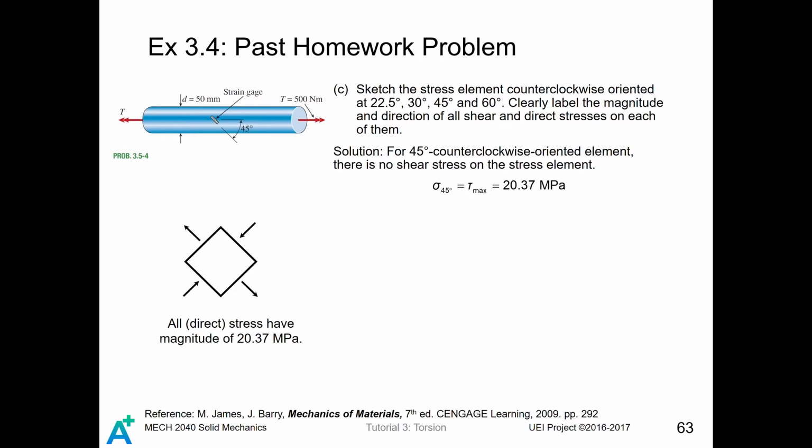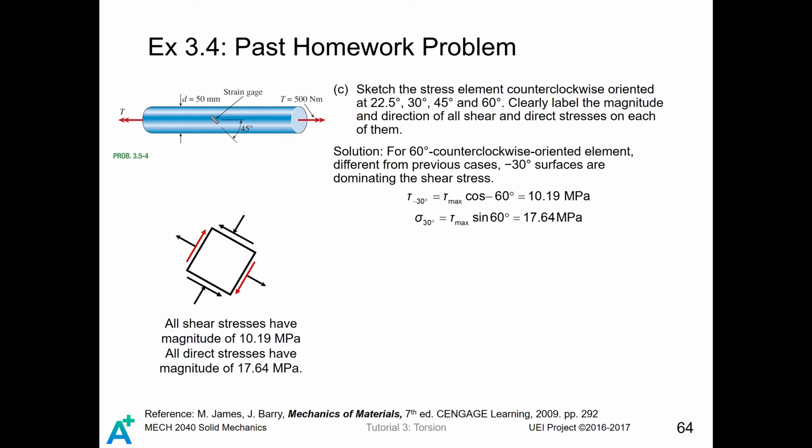45 degrees is a rather special case. In this case, there is no shear stress acting on it. There is only the axial stress, and as discussed before, for the positive torque, it is tensile in this direction, while it is compressive in this direction. All the stresses inside this figure have a magnitude of 20.37 million pascals.